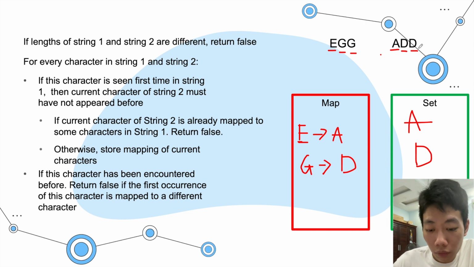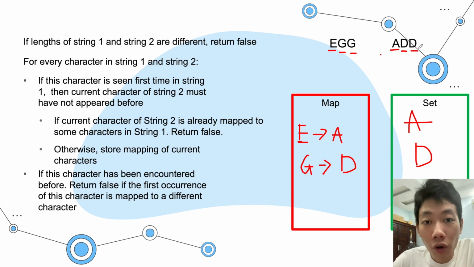And so because we have traversed the entire string without encountering any condition that classifies the strings as not isomorphic, the algorithm terminates.